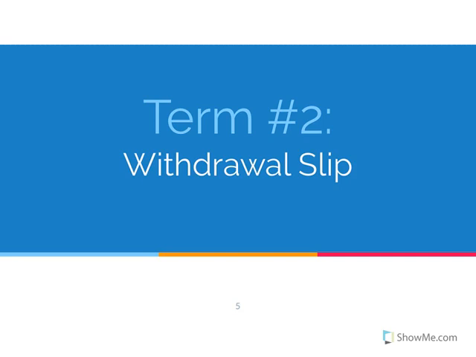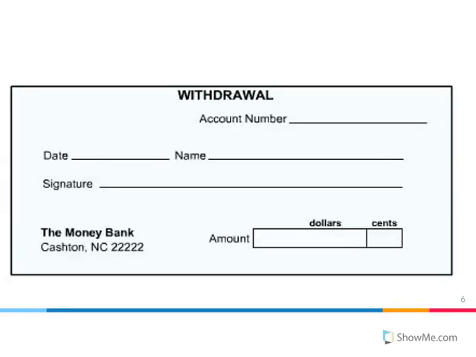And then your term number 2 is called a withdrawal slip. A withdrawal slip is a slip that you would use to take money or funds out of your bank account. Let's go over how to fill one of those out. So you would put your account number here, your full number, and then the date again, and then your name.